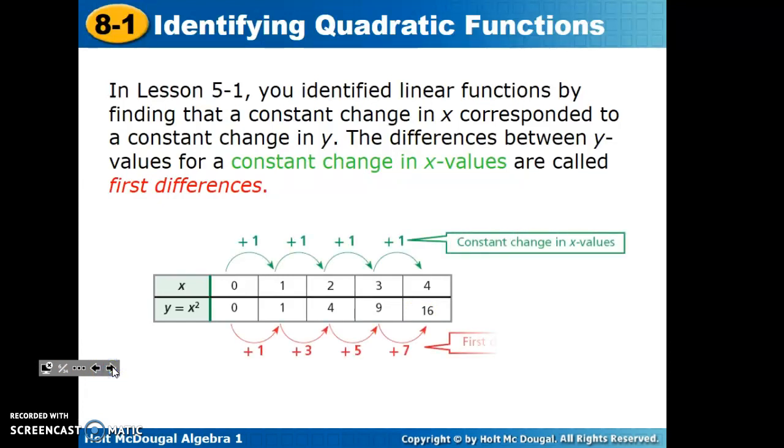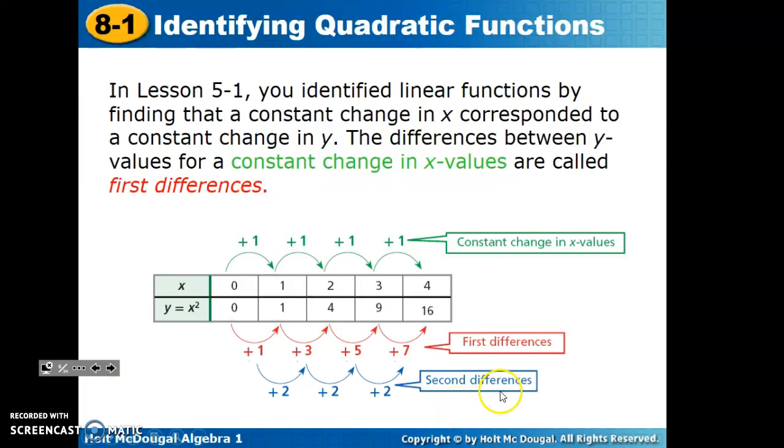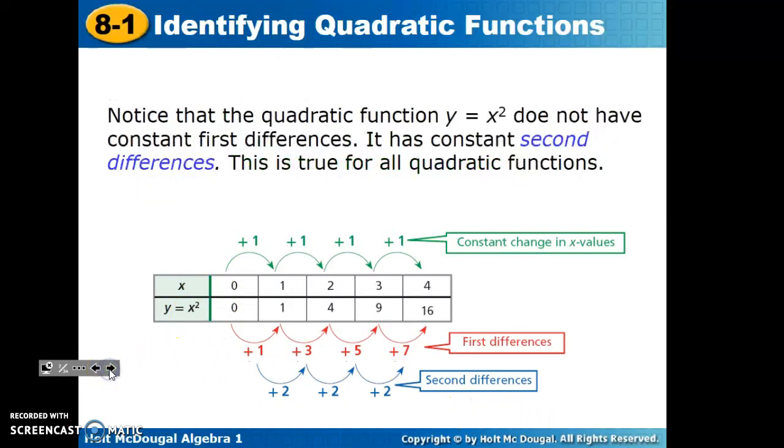First differences in a quadratic function are different, but if we look at the second differences, we can see that they are then constant. So I want to draw your attention to this. The second difference is in relation to the second power. The same thing would happen if we had a cubic function. We would find the third differences to be the same, or constant.